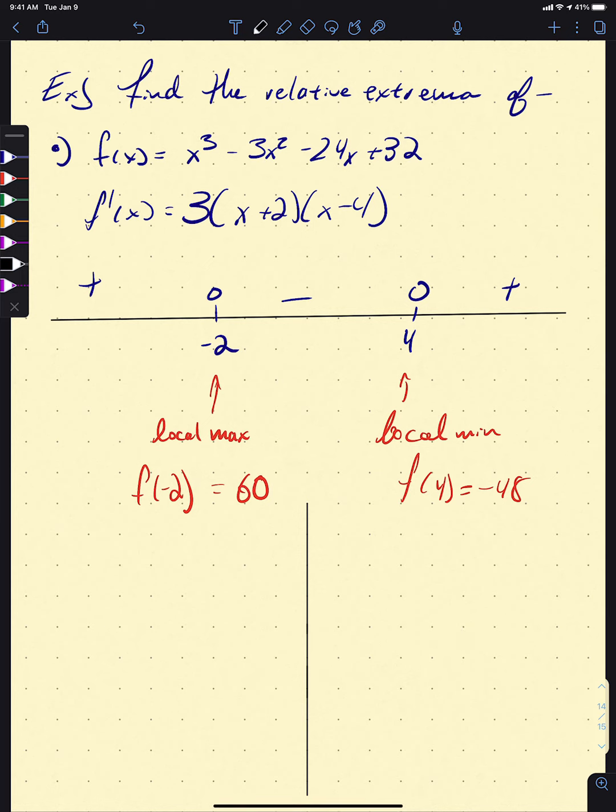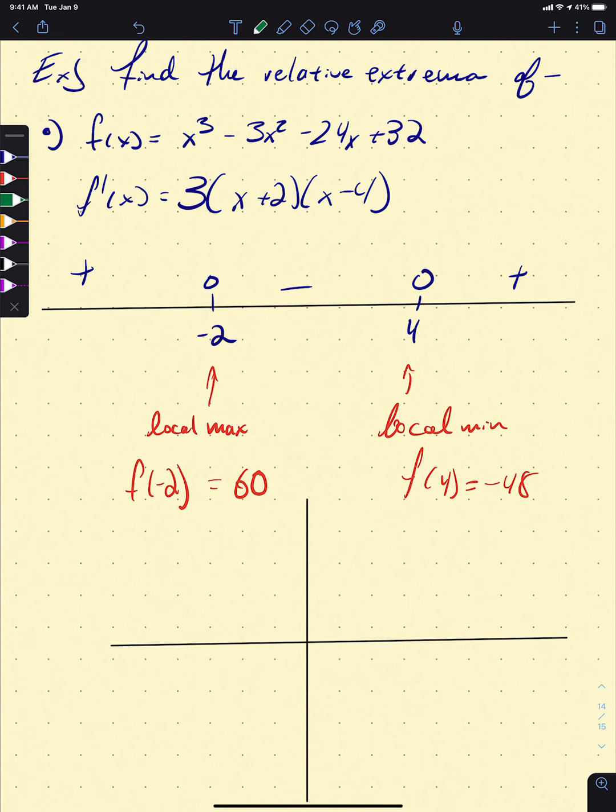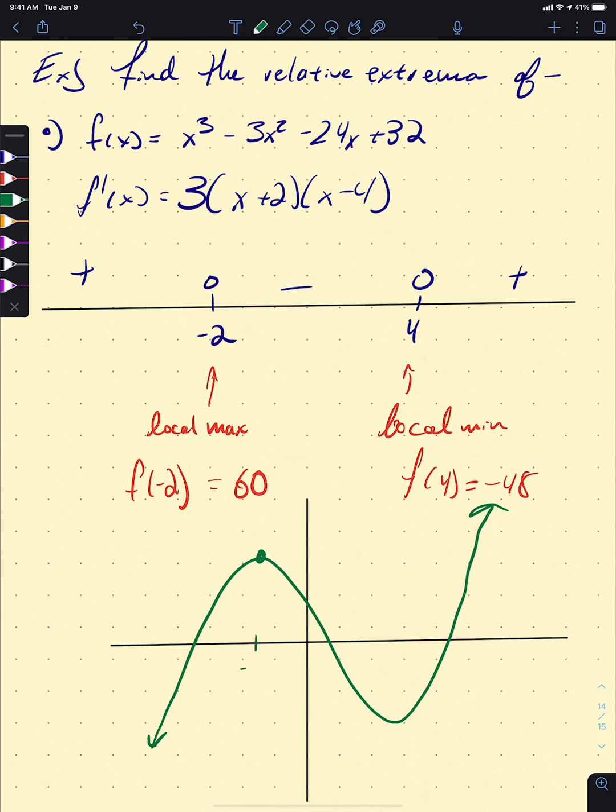If you remember from pre-cal, most of the time when you are graphing these big polynomials, you were just sketching a graph from the zeros. And like I said, we'll take a better look at it next week. But your graph is going to look something like this, with this as negative 2, and this is 4, right?